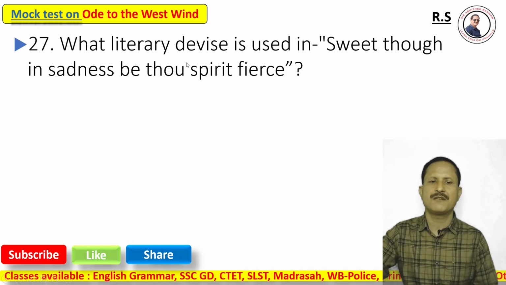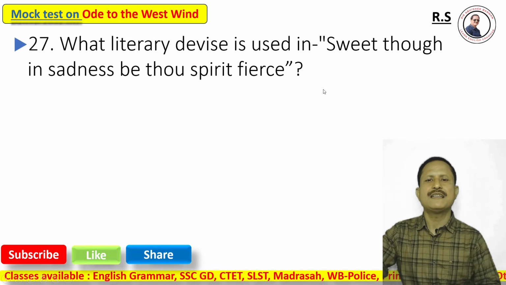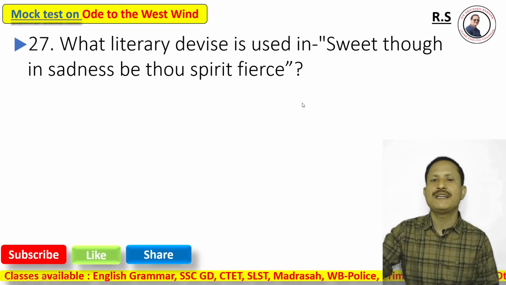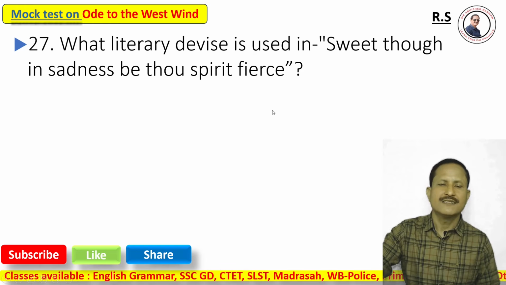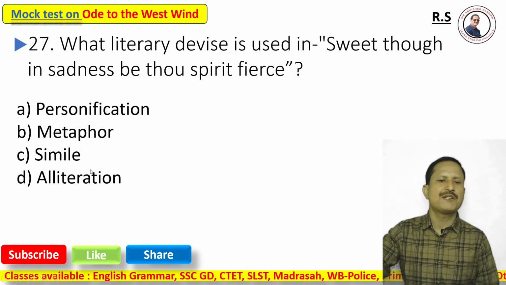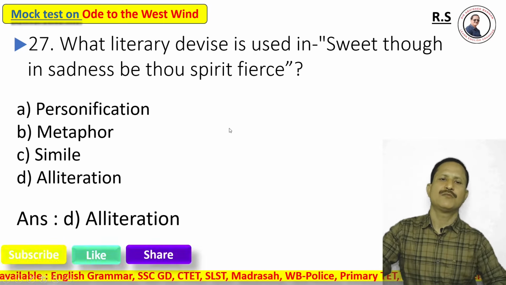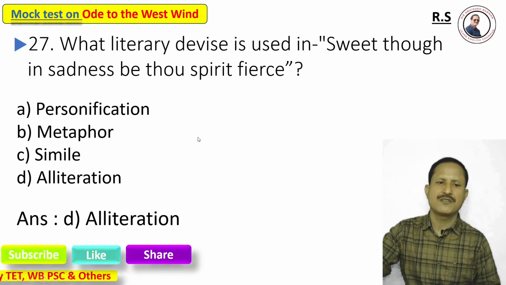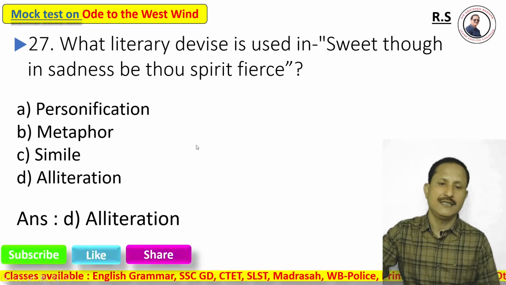Now, question 27. What literary device is used in "sweet though in sadness, be thou spirit fierce"? Here, the literary device used is option A, personification; option B, metaphor; option C, simile; option D, alliteration. The correct literary device used in the poem is option D, alliteration.